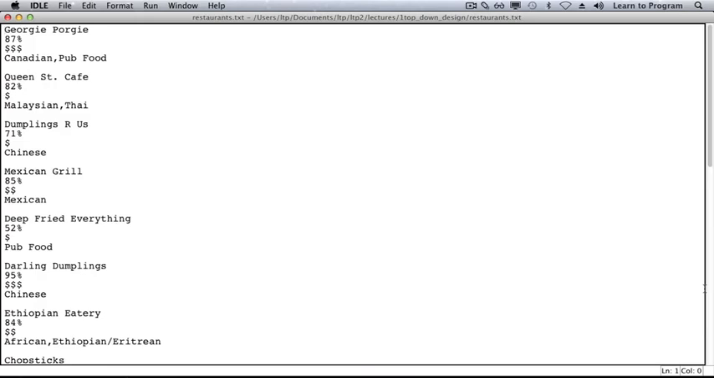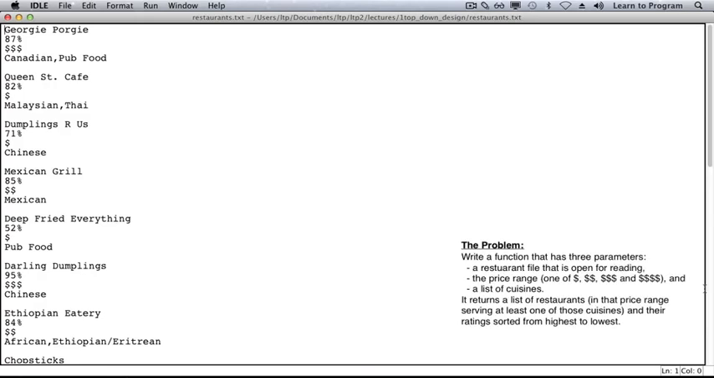We'll tell you a bit about the main function, but this task is complex, and helper functions will make writing the main function much easier. Here's the problem. Write a function that takes the open restaurant file, a price range, and a list of cuisines. It's going to return a list of restaurants and their ratings, sorted by ratings from highest to lowest.